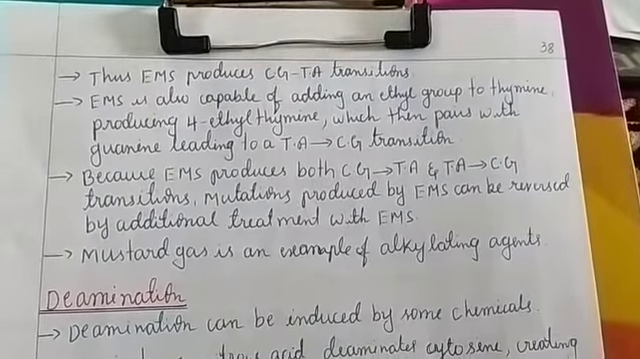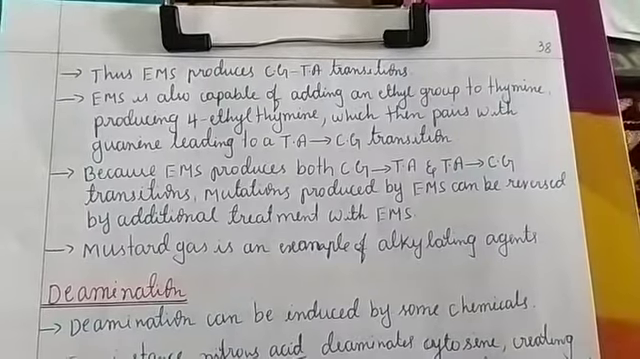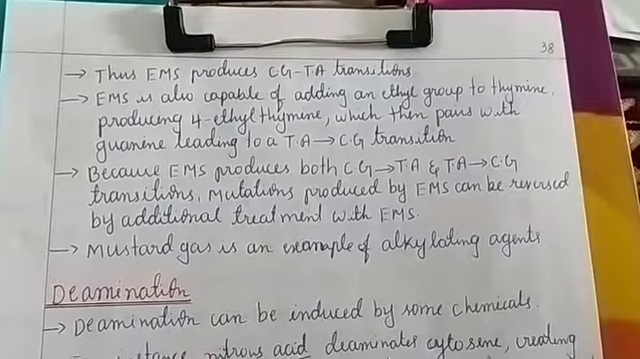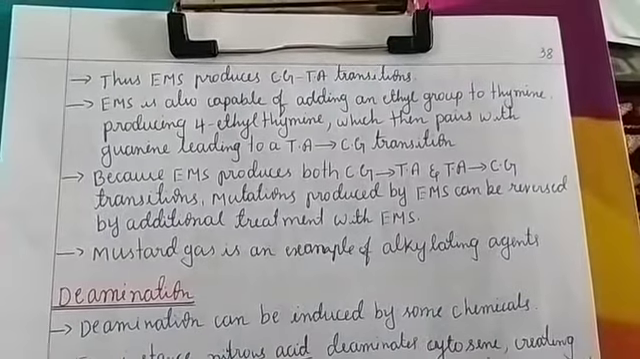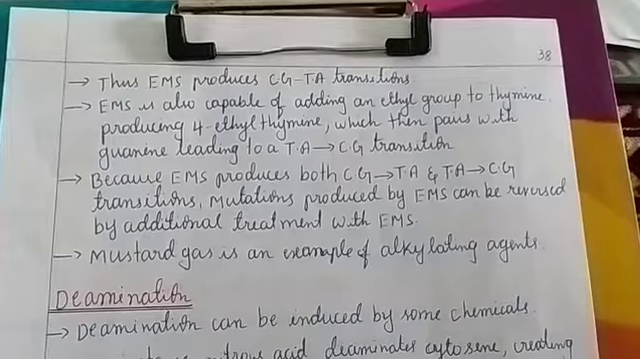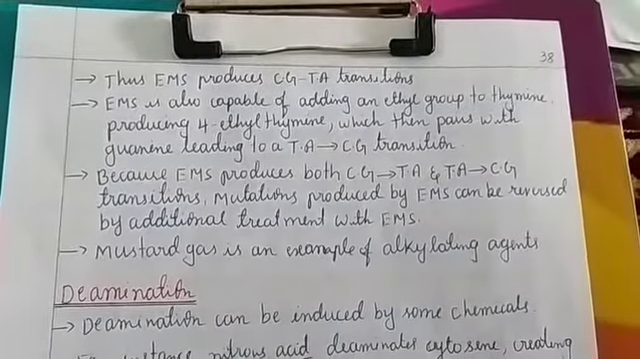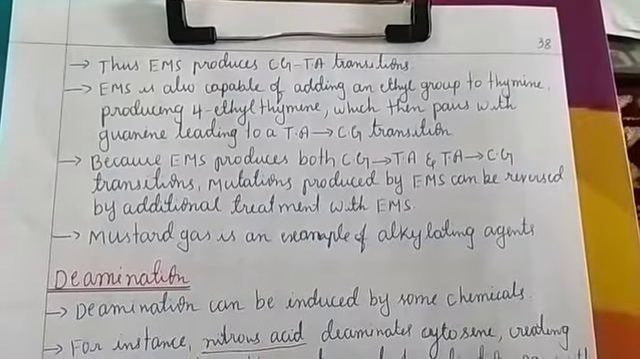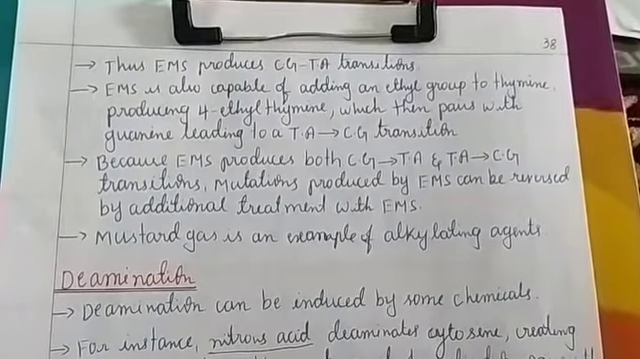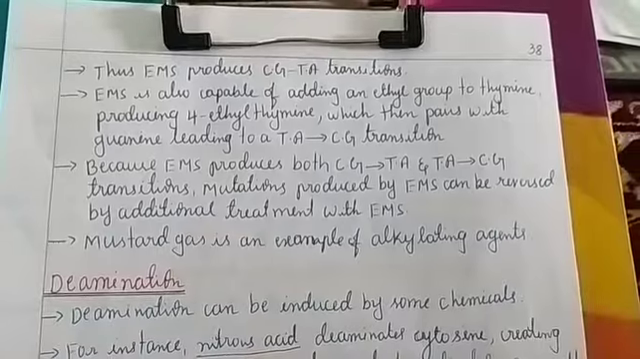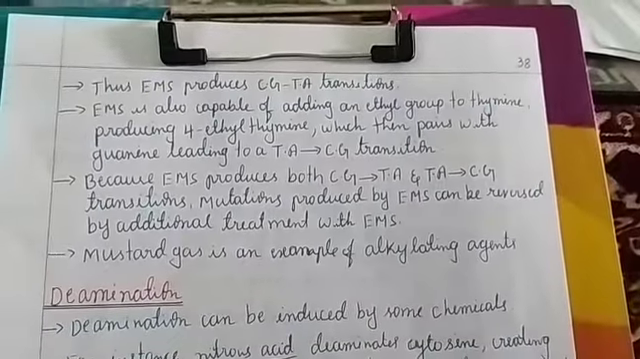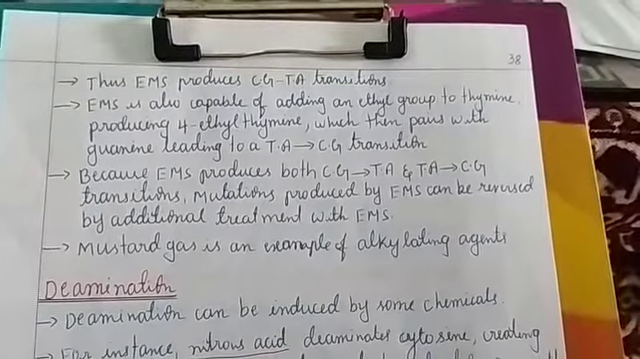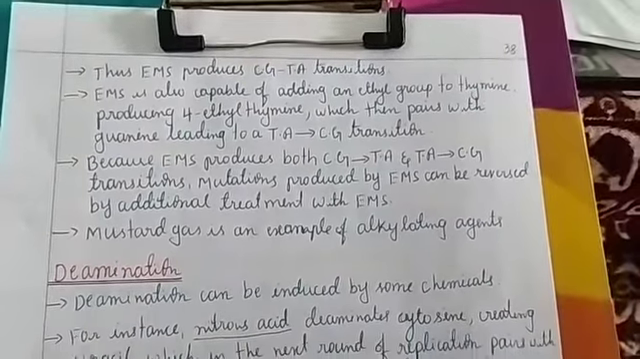EMS is also capable of adding an ethyl group to thymine, producing 4-ethylthymine, which then pairs with the guanine, leading to a thymine-adenine to cytosine-guanine transition. Because ethyl methyl sulfonate produces both purine-pyrimidine and pyrimidine-purine transitions, mutations produced by EMS can be reversed by additional treatment with the EMS. Mustard gas is an example of an alkylating agent.